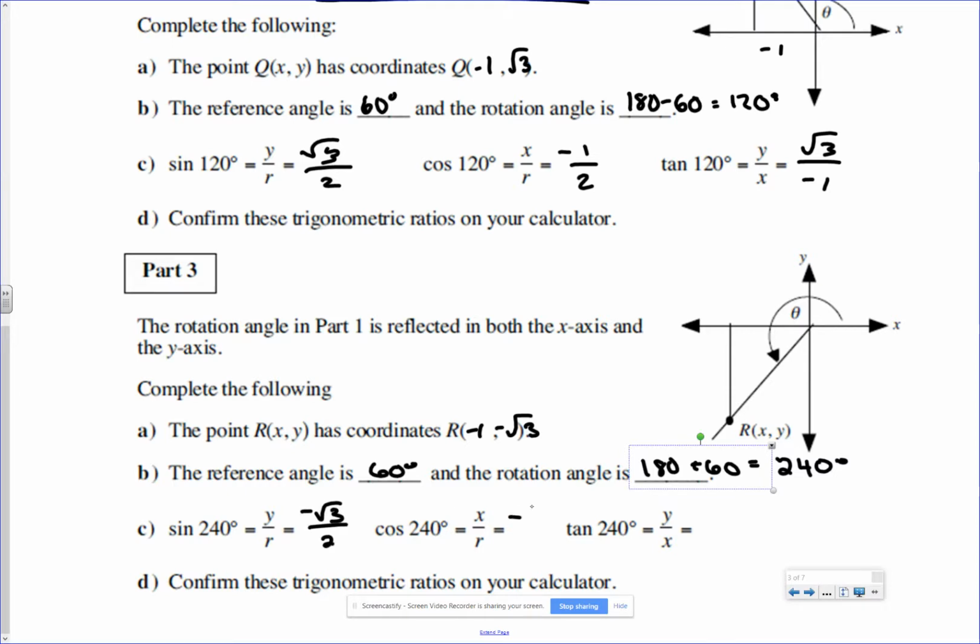This would be negative 1 over 2, and this would be negative root 3 over negative 1, which works out to positive root 3 over 1. And then you can confirm those on your calculator. They do work out, and they are the right values.